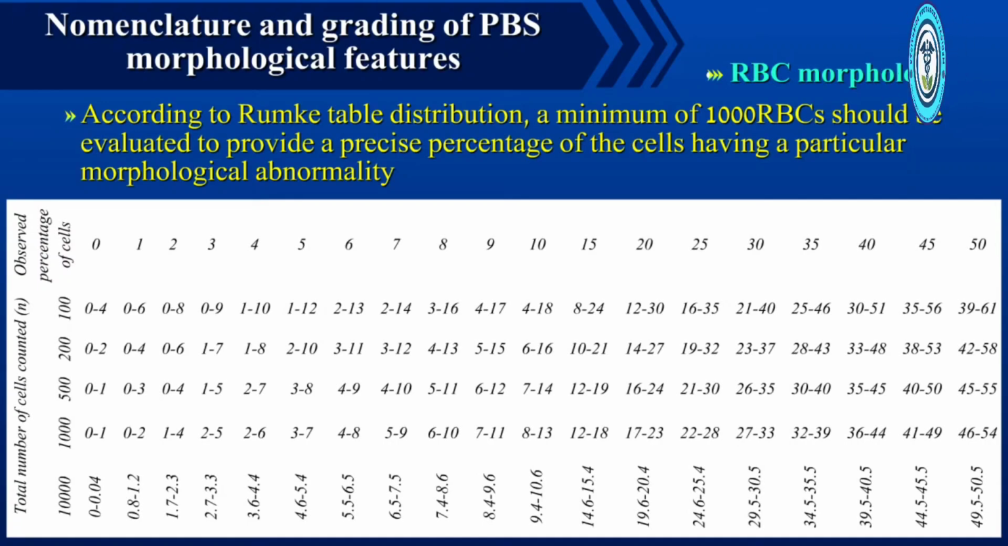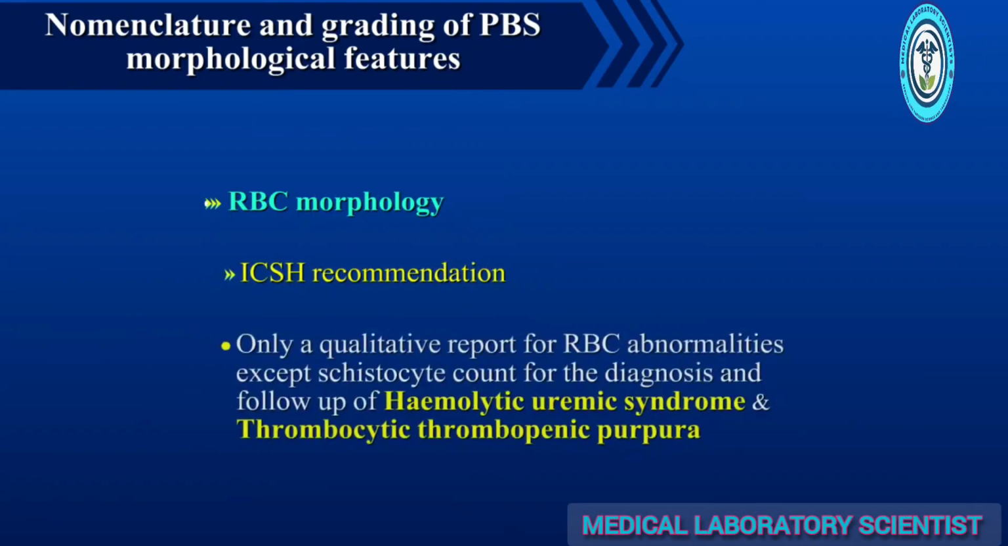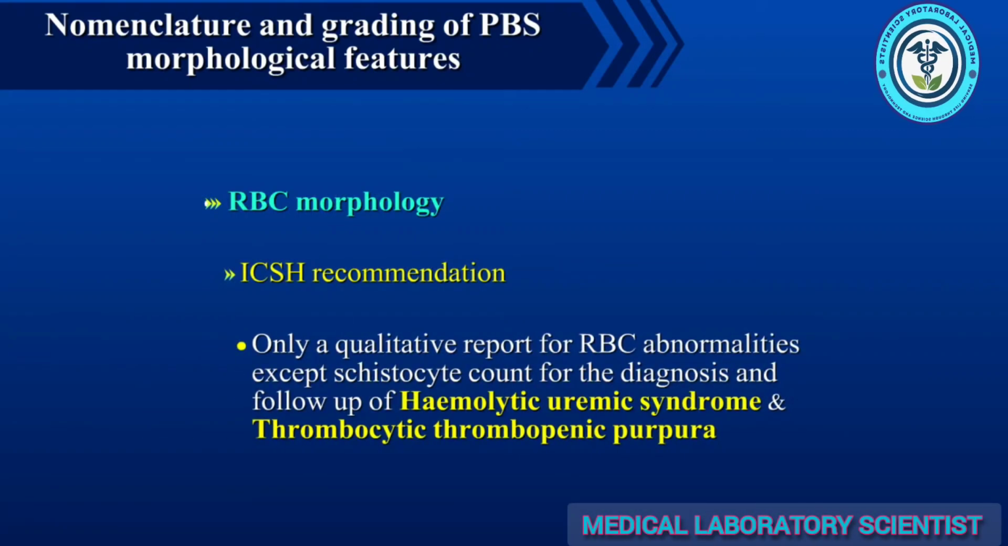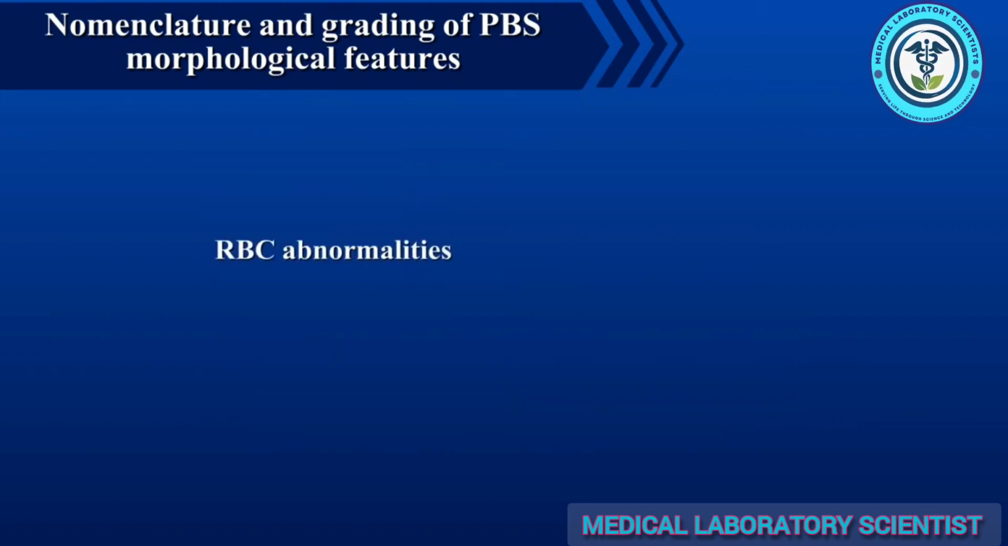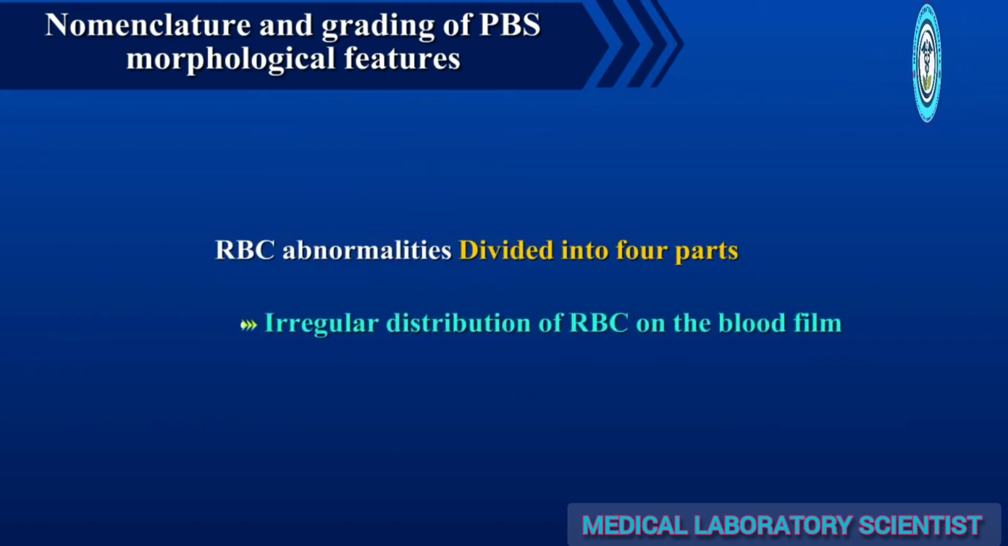As a general recommendation, the ICSH group recommends providing only a qualitative report for those presenting with RBC abnormalities. However, a schistocyte count may be of clinical value for the diagnosis and follow-up of hemolytic uremic syndrome and thrombotic thrombocytopenic purpura. RBC abnormalities can be divided into four parts. First, irregular distribution of red blood cells on the blood film.